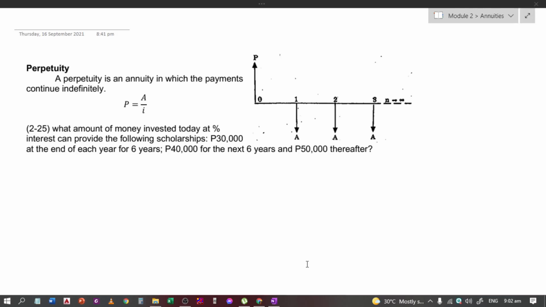So mostly, perpetuity yung ginagamit sa malalaking company wherein yung mga company na continues to exist indefinitely. So, yun nga, pangmatagalang company. Ito yung gamit nila.